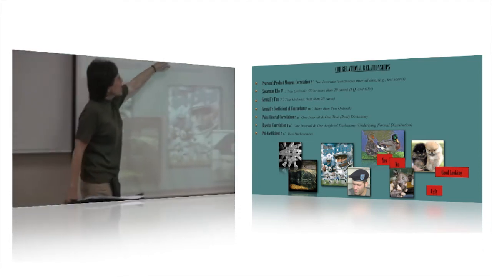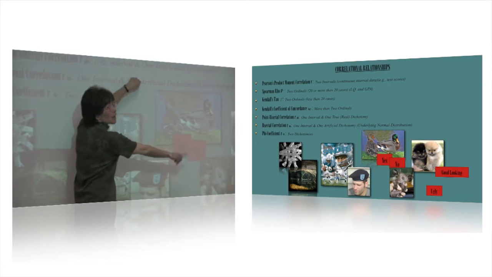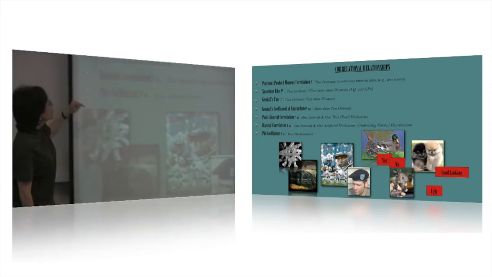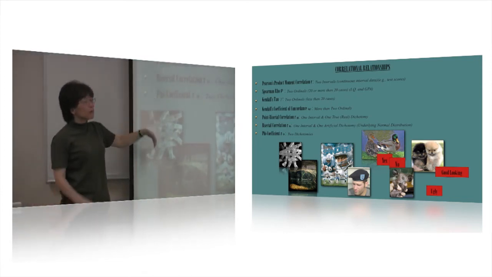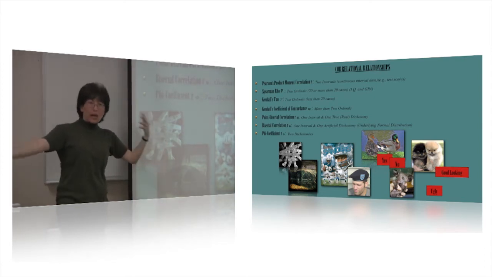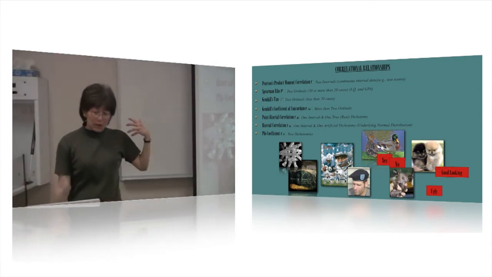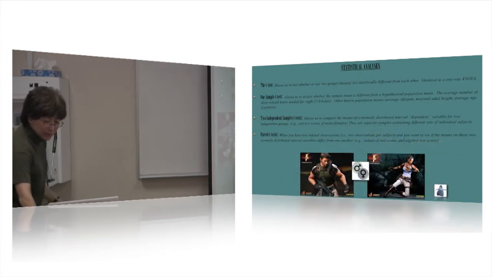That would be an interval and artificial dichotomy. That would be biserial correlation. And a phi coefficient is when you have two dichotomies. Doesn't matter what kind, true or artificial, at least two dichotomies.